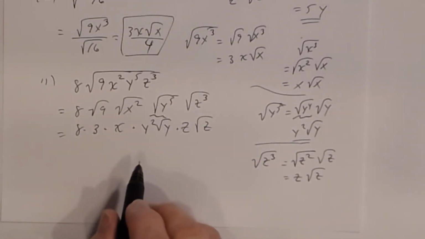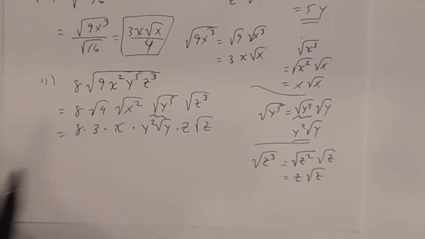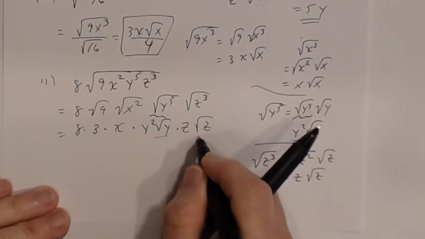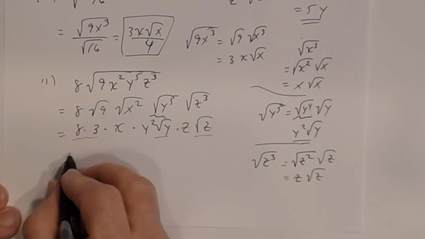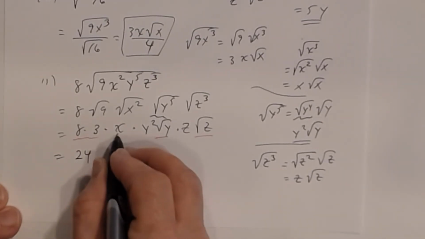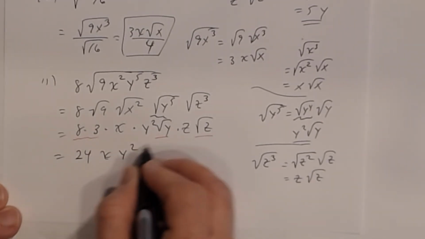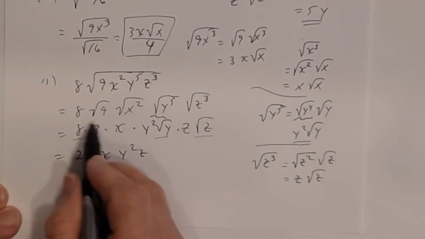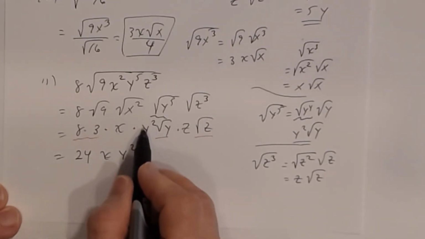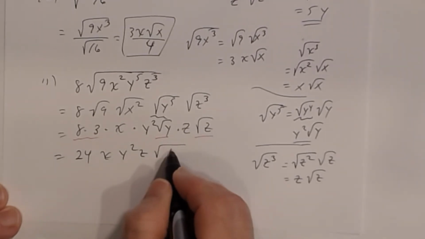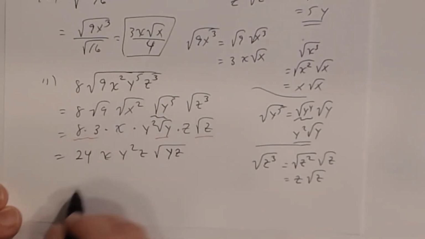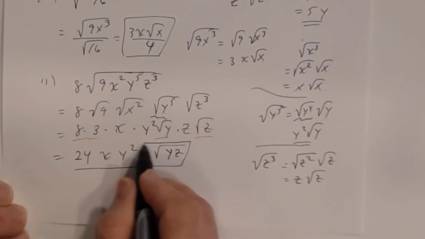Okay, now don't leave your answer like this, because you know I can write the square root of y and the square root of z as one square root. And I also know that 8 times 3 is 24. So I get this now: 24 x y squared z, and then the square root of yz. And that's your answer.